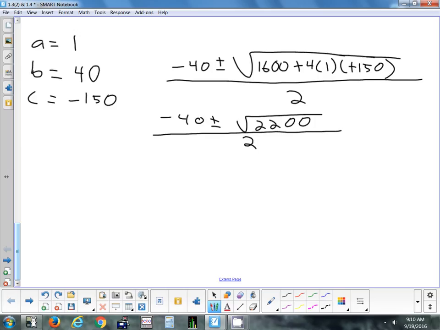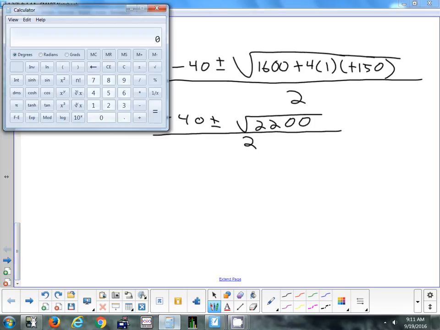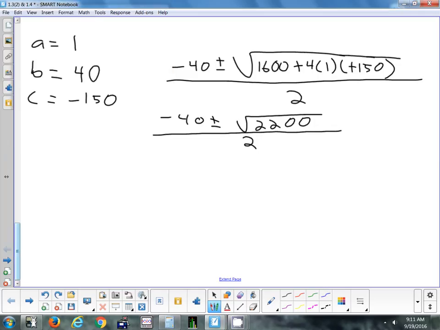Okay, I agree with your arithmetic. If you do what you just said, that's what it comes out to. But it's not 2200, it's the square root of 2200. So we can't divide this by 2 because it's under the root. So just leave it, and at this point, we're just going to round the square root of 2200 off. 46.90.